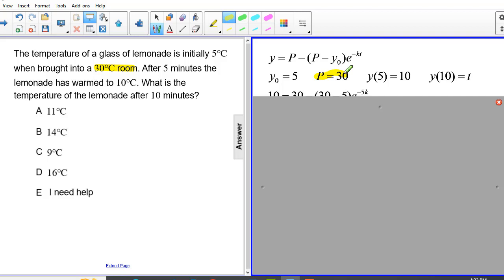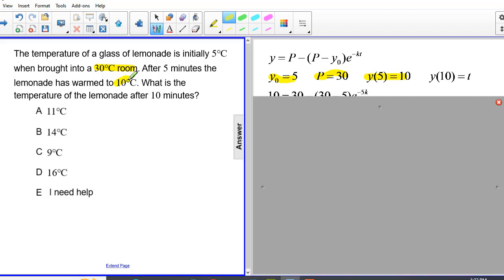The temperature of the lemonade was initially 5 degrees, so y sub 0 is equal to 5. And after 5 minutes, the temperature warmed to 10 degrees, so y equals 10 when t equals 5. We get that right here.